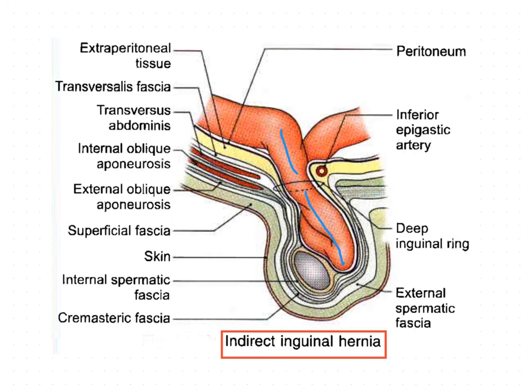The coverings here are the extraperitoneal tissue, and the internal spermatic fascia, and then the cremasteric fascia. So this one is the cremasteric fascia and internal spermatic fascia. Then the external spermatic fascia, and finally skin. So these are all the coverings of the indirect inguinal hernia.